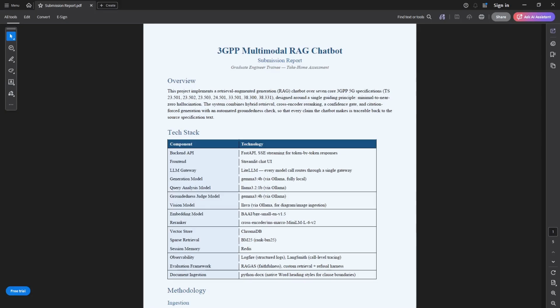Hello, I am Adnan, and this is a retrieval augmented generation, or RAG-based, chatbot application that I have built over core 3GPP 5G specifications.